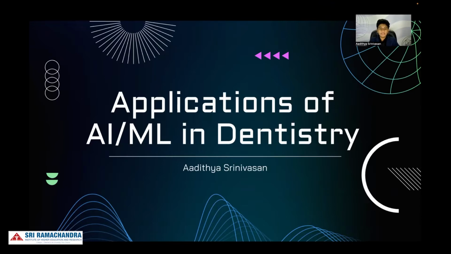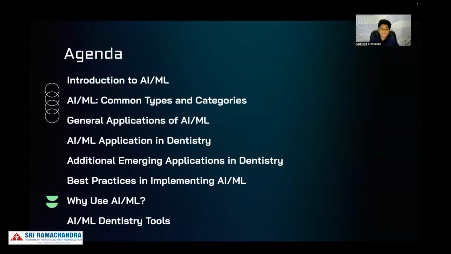I greatly appreciate the opportunity to be presenting in this conference, and today I will be talking to you about the applications of AI and ML in dentistry. So, first in this presentation, I will be talking about AI ML, their general categories and applications, as well as their usage in dentistry. After that, I will be talking about AI ML research and the best practices to implement your own AI/ML models. Finally, I will conclude with some AI-based dentistry tools for you to try out.